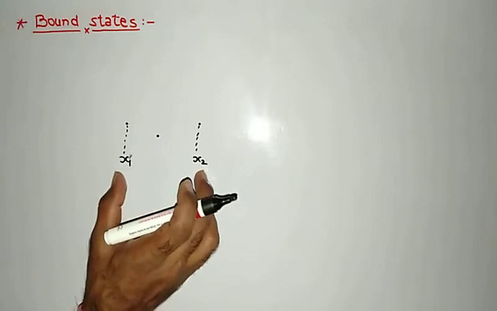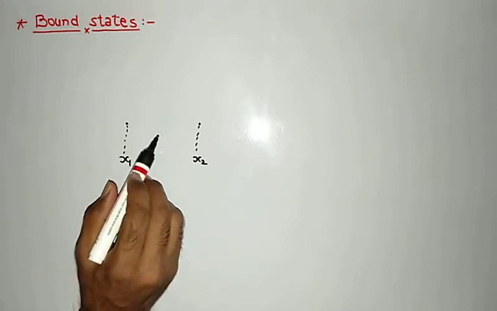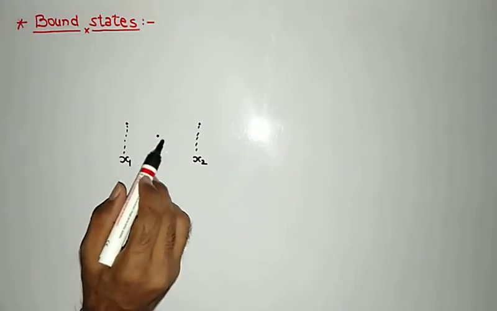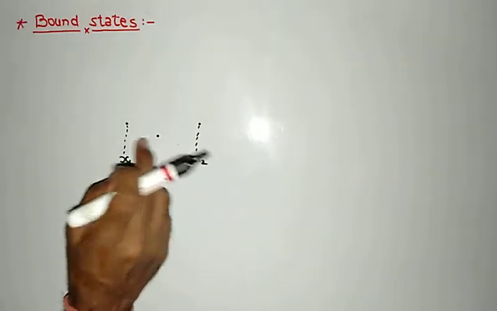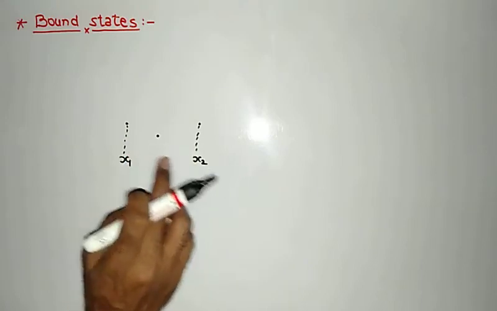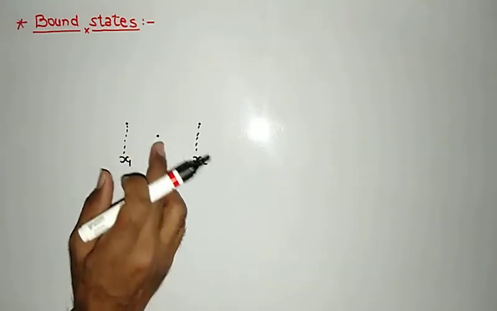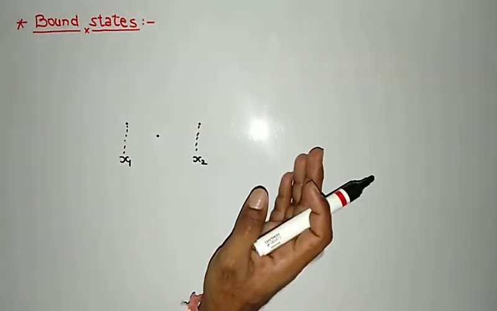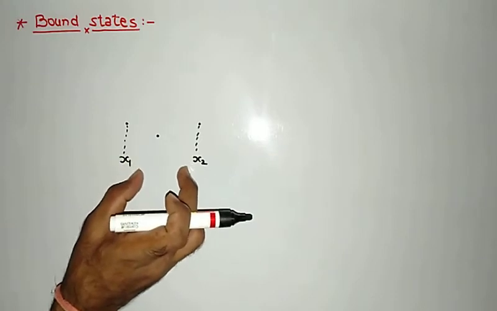So these are called classical turning points. That is, whatever the energy of the particle will be, it will reflect at these classical turning points, so that this particle will not go to infinity, but it will be bound between these 2 points.